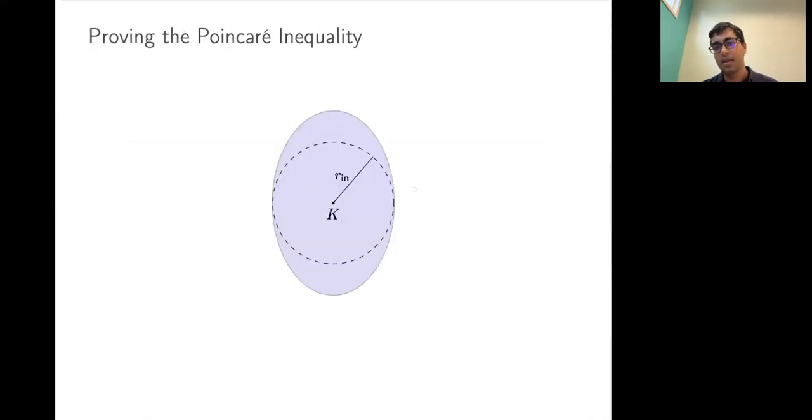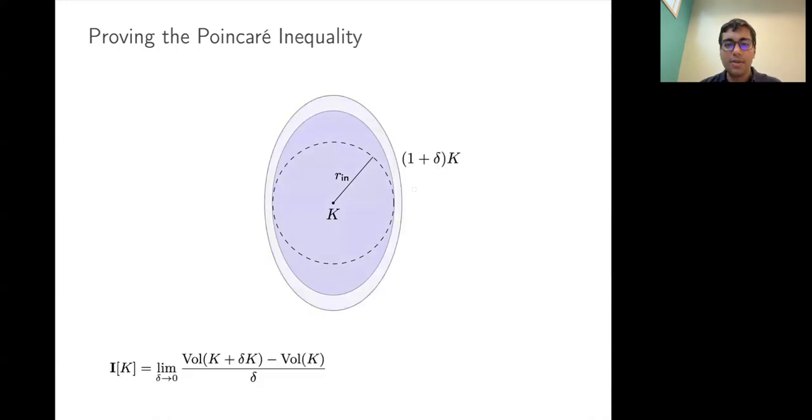So here's a set K. Here's a ball of radius R_in, which is the in-radius. When you dilate it, you get this slightly bigger set. And I've written down the left-hand side of the Poincare inequality at the bottom. So it's just the rate of change, it's this limit. And if K contains a ball of radius R_in, then (1+delta)K will contain a ball of radius (1+delta)R_in, just by convexity. So this total influence quantity on the left is at least the thing I've written down here.